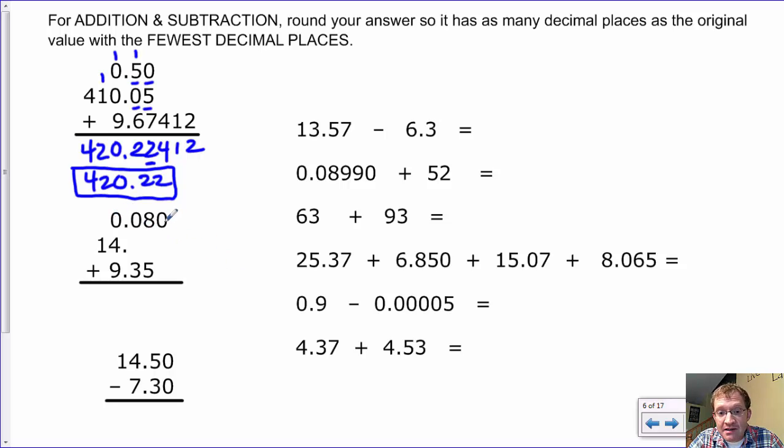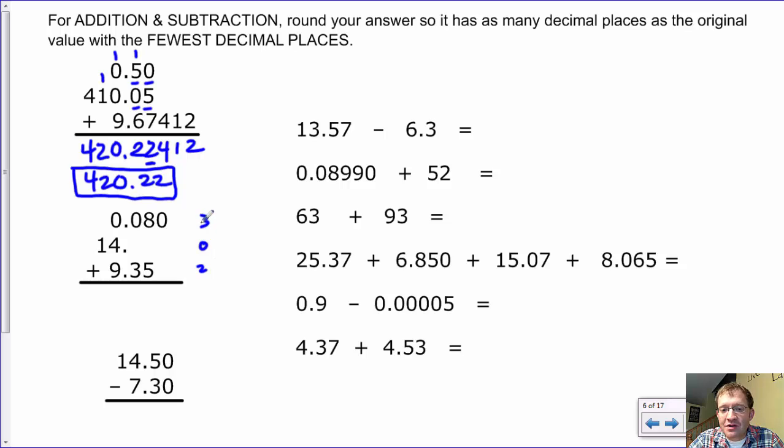Same thing with my next example here. I have 0.080, 3 decimal places. I have 14. Now that has no decimal places. It's important to look for those numbers because often we forget that that can be our limiter, and it's going to be here. 9.35 has 2 decimal places. So I have 3 decimal places here. I have 0 decimal places here, and then I have 2 decimal places in my third and final answer.